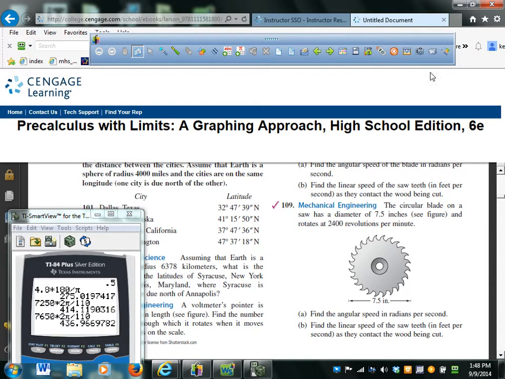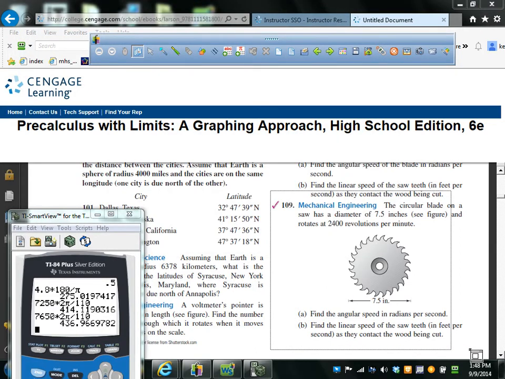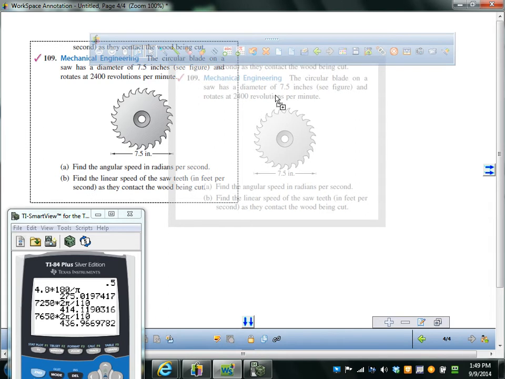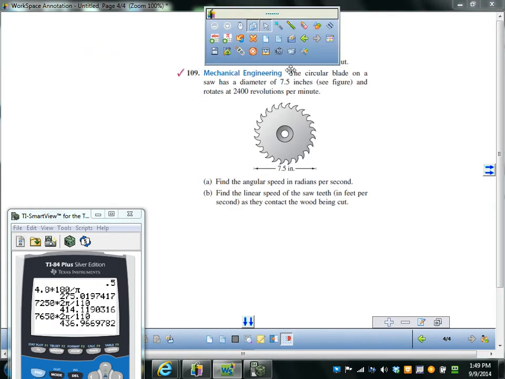Okay, so now I'm gonna place this one into a new window. Here it is, okay? And so in this case, what you have is the same type of problem. You have a circular blade on a saw that has a diameter of 7.5 inches and rotates 2,400 revolutions per minute. Find the angular speed in radians per second, okay?